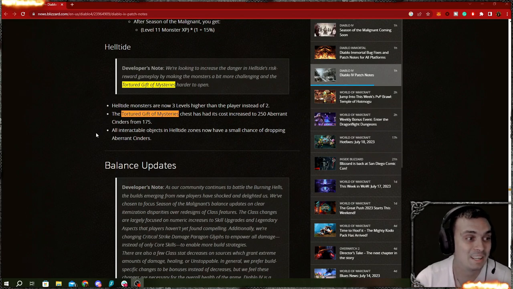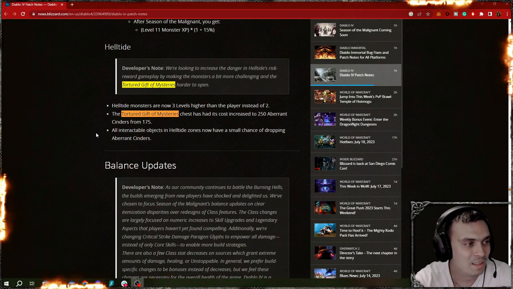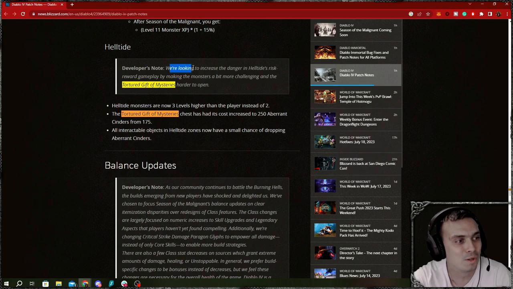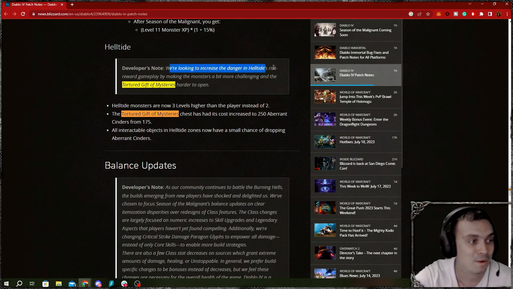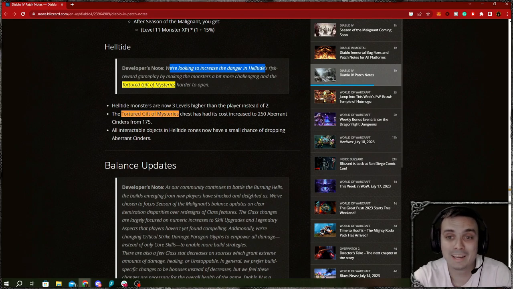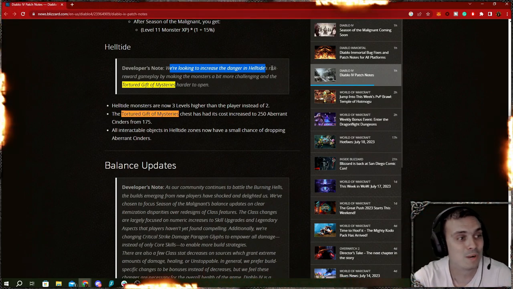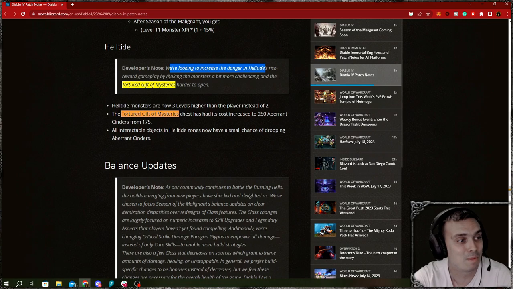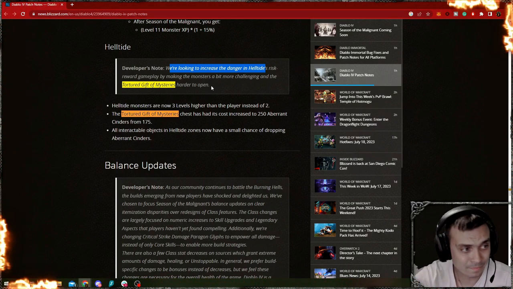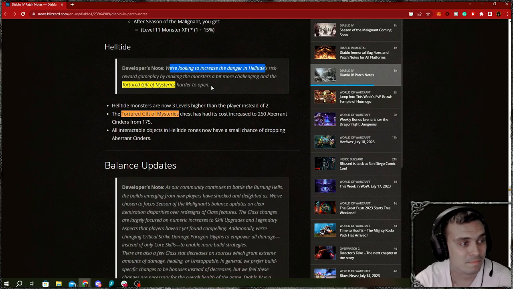But yeah, okay, now the developers know we're looking to increase the danger in Helltide, right? Okay, I like the increase for the challenge, no problem. Risk reward gameplay by making monsters a bit more challenging and the tortured gift of mysteries harder to open. Okay, well, it's not rewarding.